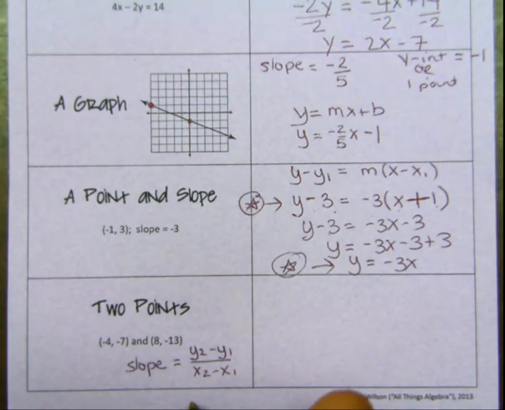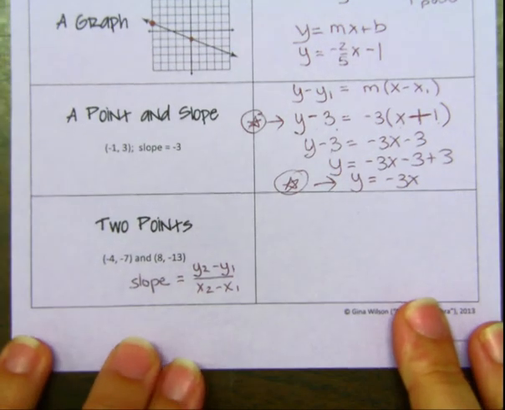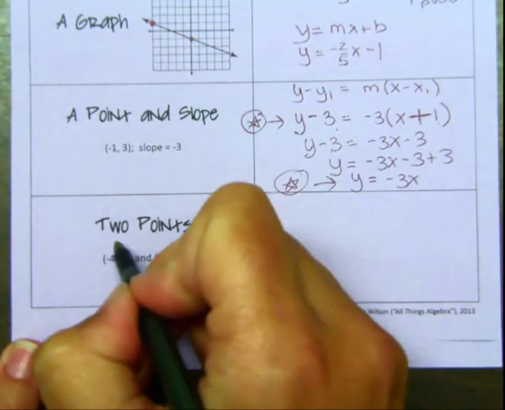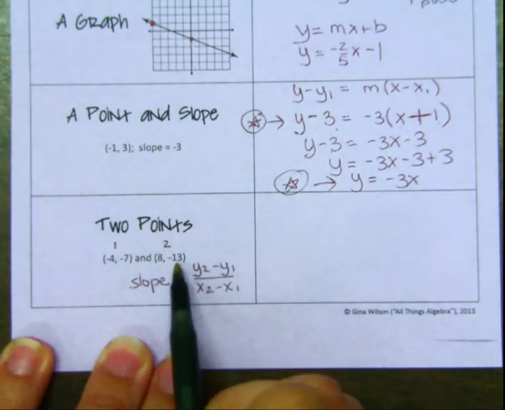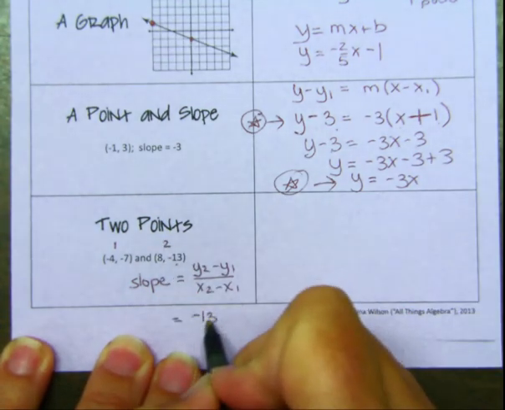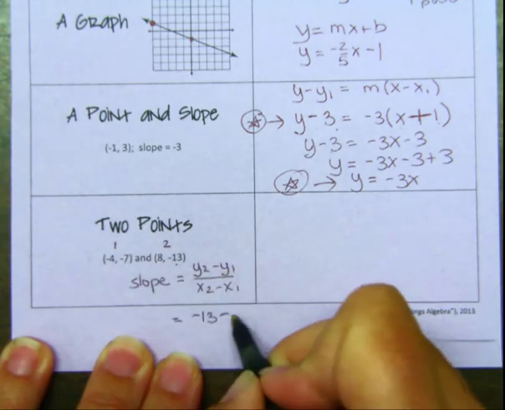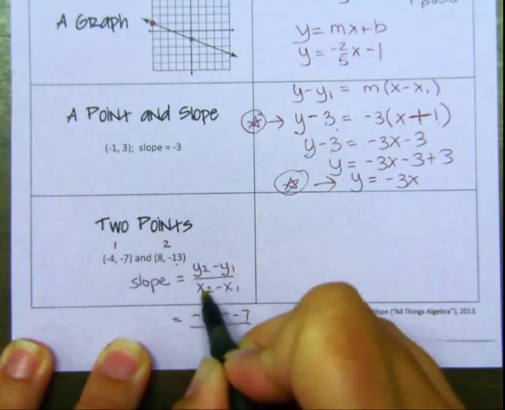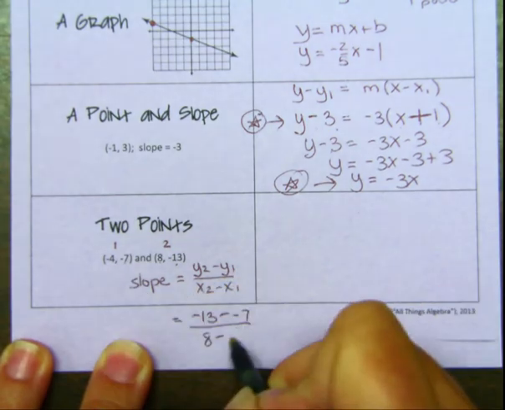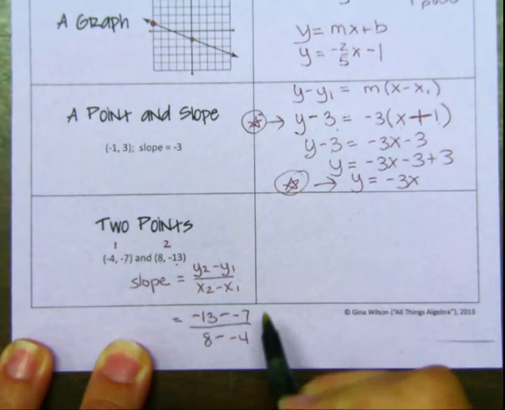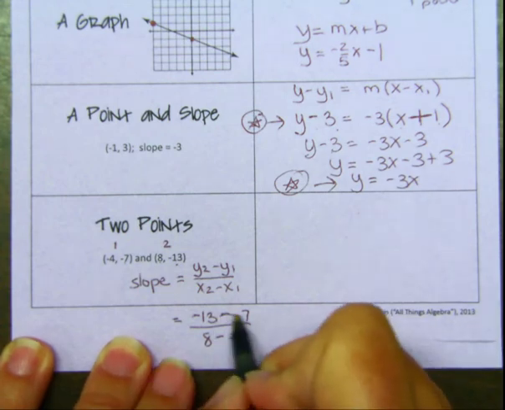And so if we go ahead and plug in here, I'm going to call this my first point and this my second point. So my second y value is negative 13, minus my first y value, which is negative 7, over my second x value, which is 8, minus my first x value, which is negative 4. And then I'm just going to clean up those double negatives into plus signs.